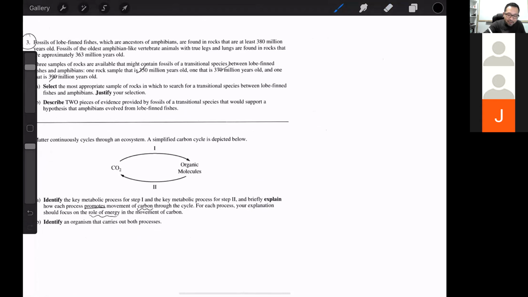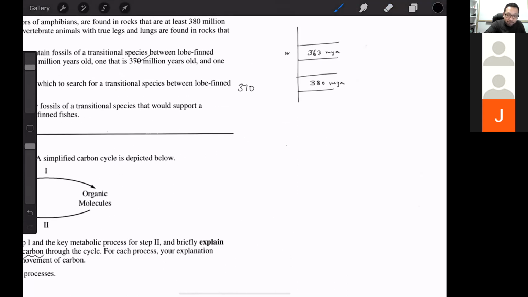Of course, the answer is going to be 370, given that the sedimentation is representative of how old these organisms are. Our 380 million year old lobe-fin fish is going to be deeper in terms of geological formation. Our 363 million year old amphibian structures are going to be at a certain depth, some meters down here, right? So this is all representative of depth. We're looking at definitely 370. That's going to give us what we call our transitional form.